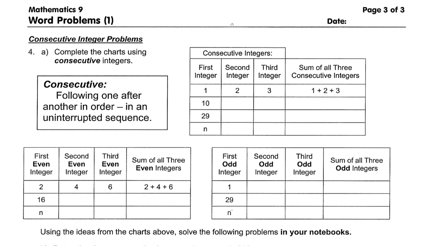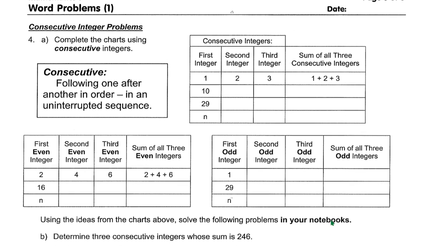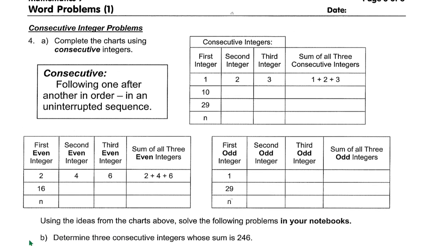So an example of a question could be, I'll just scroll down here. Let's look at this question B right at the bottom of the screen. Determine 3 consecutive integers whose sum is 246. Okay, so the question is asking you to find 3 numbers whose sum is 246. Now, the fact that it says consecutive means we're not going to have 3 different variables. We'll still only have 1 variable because those numbers are related. They're one after the other.